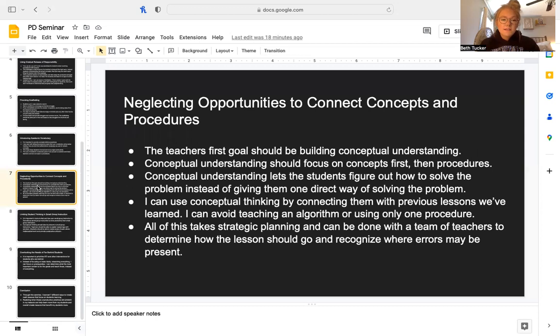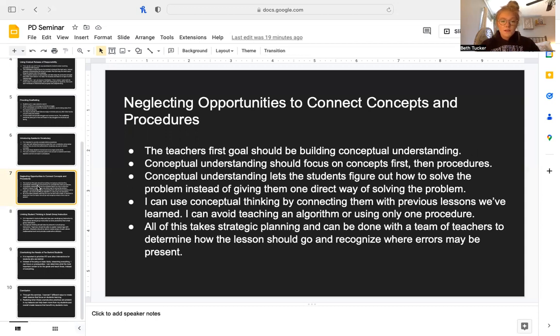The next practice is neglecting opportunities to connect concepts and procedures. So the teacher's first goal should always be building conceptual learning. This helps not give the immediate answer or the goal of the lesson away. Conceptual understanding should focus on concepts first, then procedures. Conceptual understanding lets the students figure out how to solve the problem instead of giving them one direct way of solving, and it creates that productive struggle that students need.